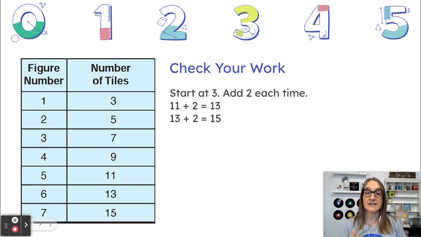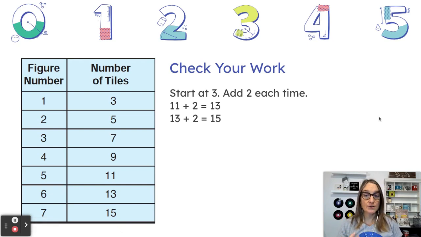So we can simply extend the table by extending that pattern for 2 more steps. Our pattern for the input table is start at 1, add 1 each time. So we just went from 5 to 6, from 6 to 7. And for the output, or the number of tiles, it was add 2 each time. So we went from 11 to 13 and 13 to 15. So that is one way of doing it.